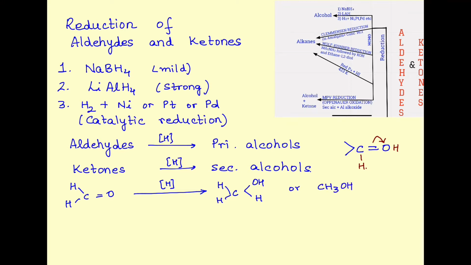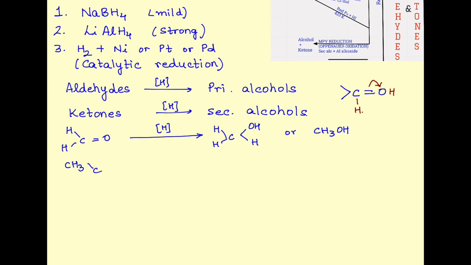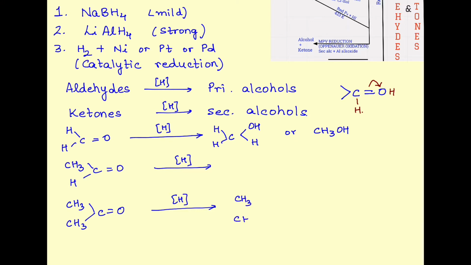Go ahead and write the product formed when ethanol is reduced. Again, close your eyes, try recalling the reducing agents. Same way, reduce propanone, CH3, C double bond O, CH3. What will be the product formed? Again, step by step, and then a lot of it becomes pretty easy. Go ahead, try writing the products yourself.